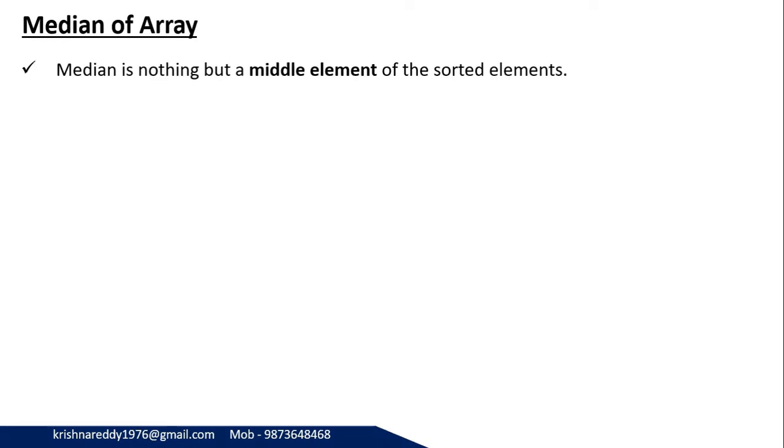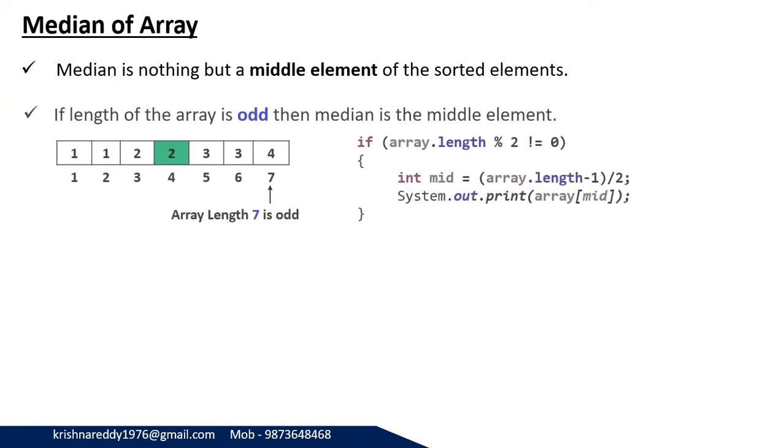Now we try to understand what is median. Median is nothing but a middle element of the sorted elements. If length of the array is odd, then median is the middle element. We can find odd or even array by dividing array length by 2. If remainder gets 0, then that is even array. If the remainder is 1, then that is odd array.